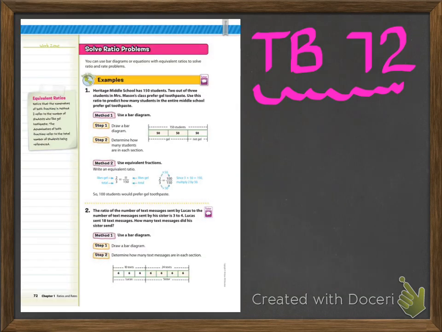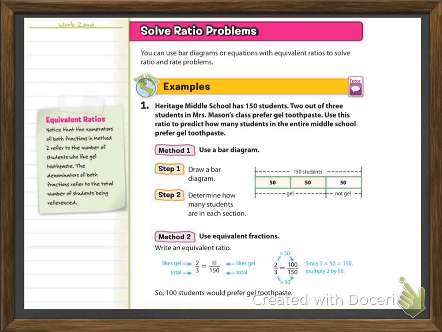So let's go ahead and check out textbook page 72 now. Everybody make sure you're on 72. At the top it says solve ratio problems. All right, so now we're looking at a zoomed in feature here. We've got solve ratio problems. You can use a bar diagram or equations with equivalent ratios to solve ratio and rate problems.